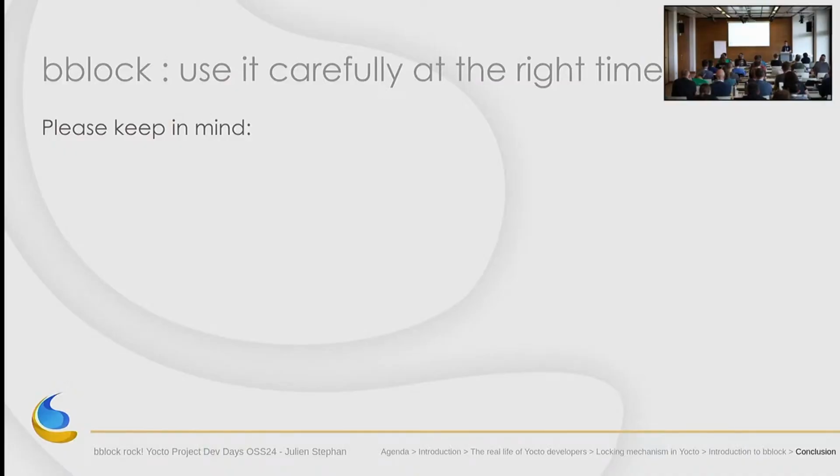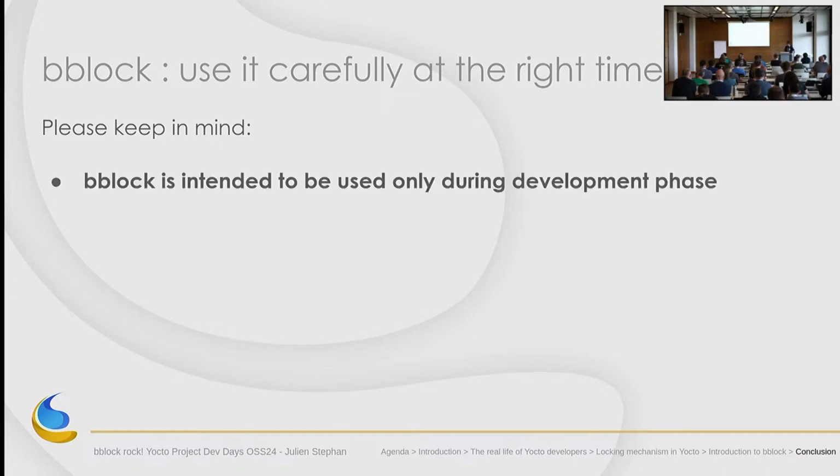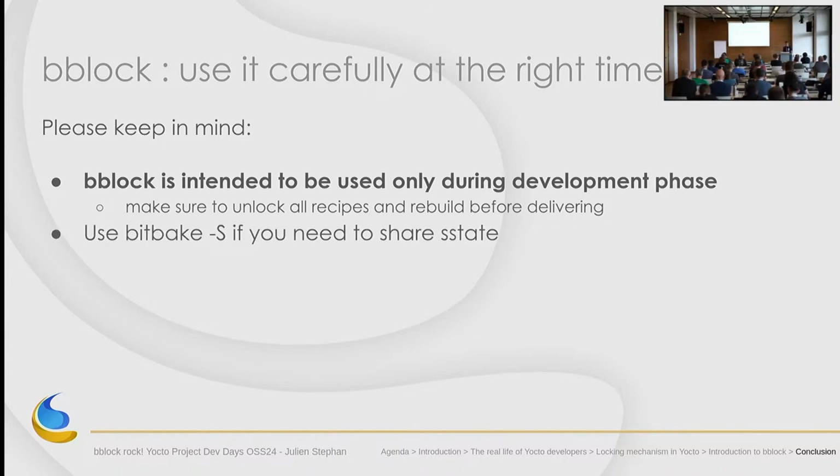So let me try to give you some hints and advice on how to use bblock. The first thing I want to highlight is that bblock is intended to be used during the development phase. So please don't forget to unlock your recipes before delivering and rebuild everything from scratch. Yeah, this is really important. If you need to share a full estate, you should still use bblock -S. Maybe in the future, this option will be removed from the bblock command line and be merged into bblock, but until then, you should use bblock -S to share the full estate. bblock is right now only used to lock a single recipe or a few recipes.